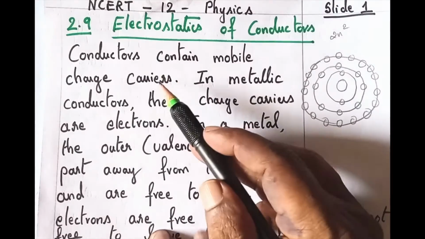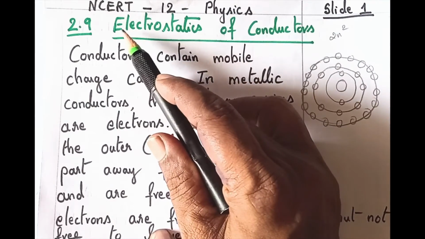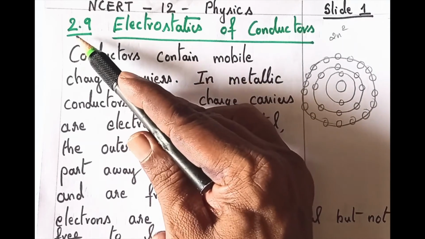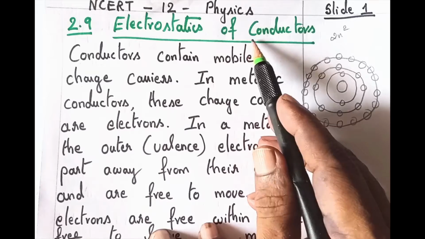So today's topic is NCERT 12th Standard Physics, second chapter, 2.9 Electrostatics of Conductors.